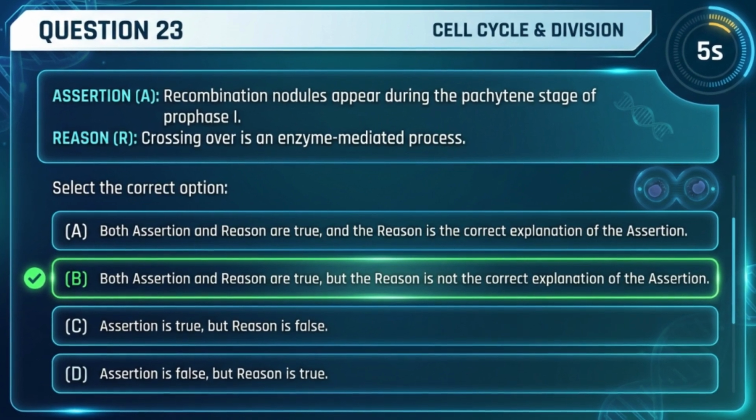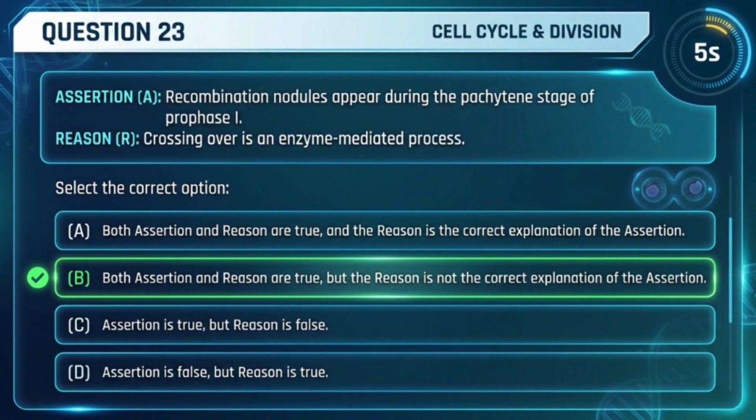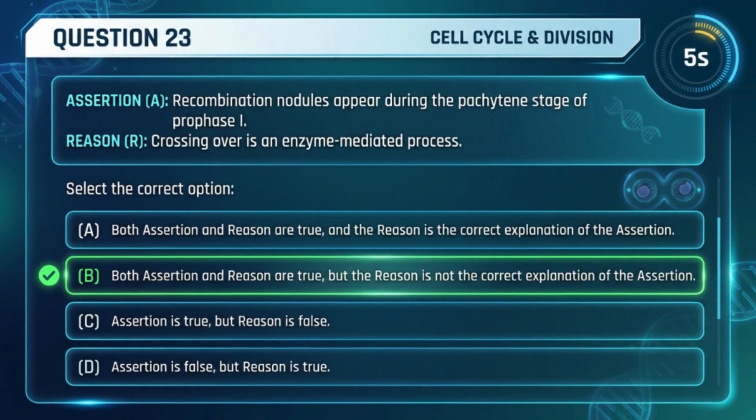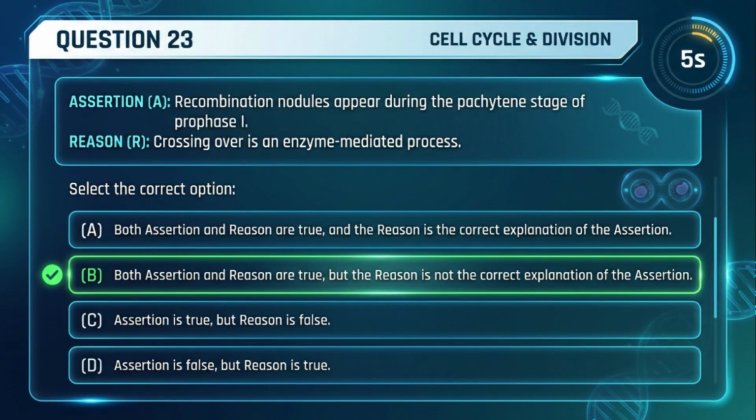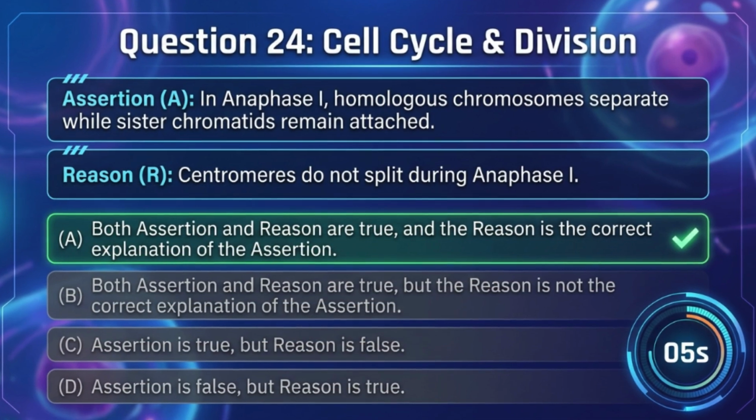Question 23. Cell cycle and division. Assertion A: recombination nodules appear during the Pachytene stage of prophase 1. Reason R: crossing over is an enzyme-mediated process. 3, 2, 1. Recombination nodules appear in Pachytene, which is true. Crossing over is enzyme-mediated by recombinase, which is also true. But being enzyme-mediated doesn't explain the appearance of the nodules. Option is B.